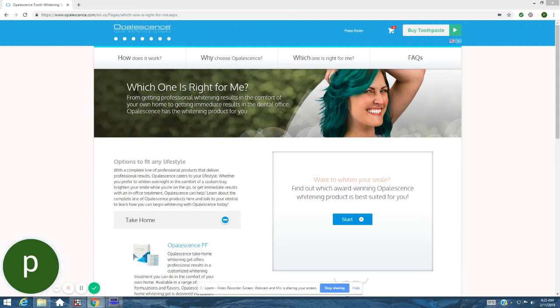Opalescence tooth whitening systems are now offered at Peach Smiles in Lawrenceville, Georgia. Which one is right for me? From getting professional whitening results in the comfort of your own home to getting immediate results in the dental office, Opalescence has the whitening product for you. They have options to fit any lifestyle.